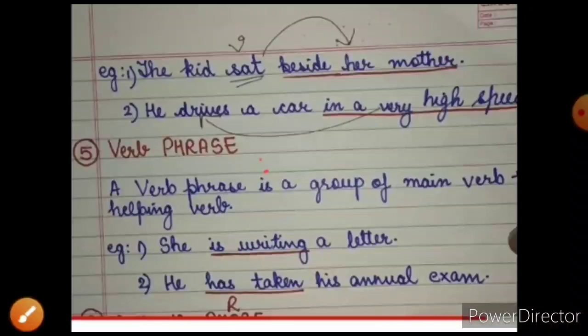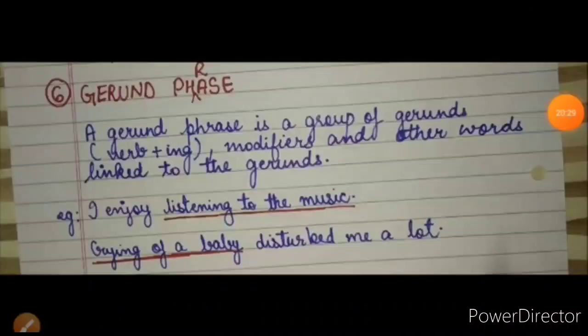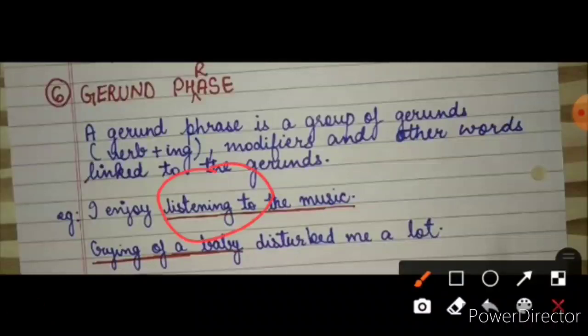Now we have the gerund phrase, and a gerund phrase is a group of words made of a gerund, for example verb plus ing, modifiers and other words linked to the gerund. So, I enjoy listening to the music. Over here listening is the gerund, and the special thing about a gerund is that when the fourth form of the verb, verb plus ing, is used as a noun in a sentence, it becomes a gerund. Okay, so here the meaning of gerund is that it acts as a noun. It is the fourth form of the verb, and when it acts as a noun it becomes a gerund.